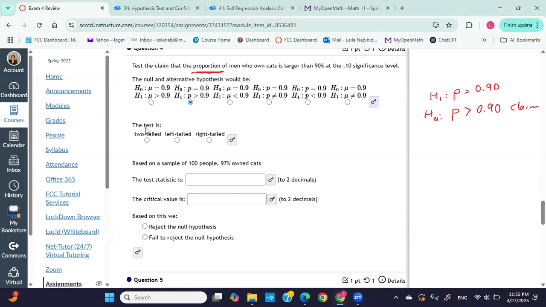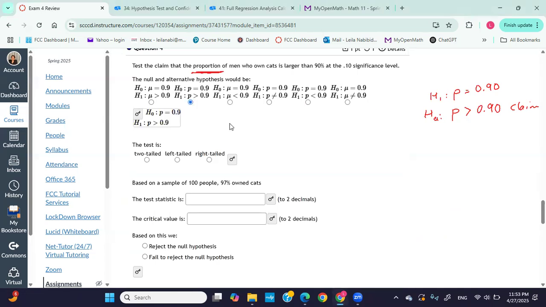Okay, let's check. Yes. Now, it's asking you what type of test we have. To find the type of test, we only look at the alternative. The alternative is greater than. Greater than means a right tail test. So we have a right tail test.